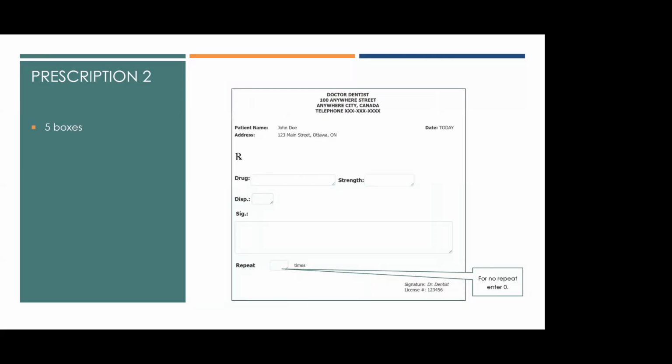The second type of prescription contains 5 boxes. A box for the drug, another for the strength, then the dispensing quantity, then signature, and the number of repeats. All boxes will expand to accommodate text. There will be a prescription in each part of the exam, so one in part 1 before the break and one in part 2 after the break.